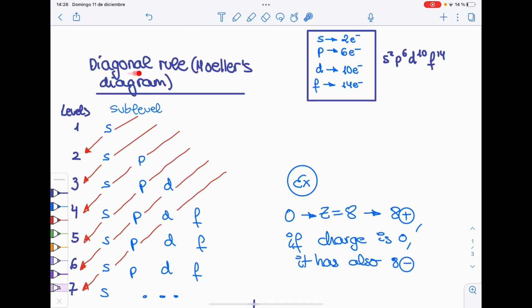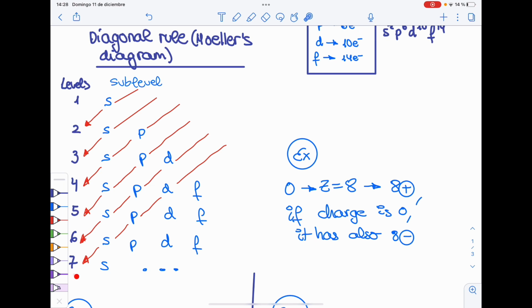We have something that is called the diagonal rule, or we can call it Moeller's diagram, which is like a diagram that we use to know which order we have to follow to place the different electrons. So in this diagram we have in here the different levels, starting with level 1 until level 7, and then on this side here we have the different sublevels. So on the first level we only have one sublevel, S.